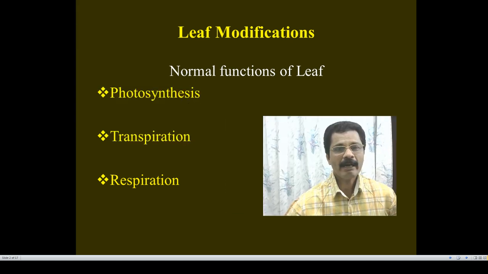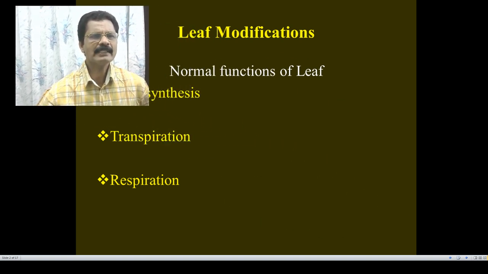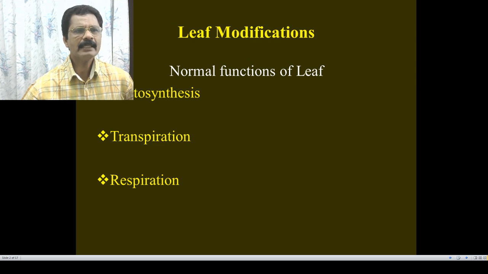The normal functions of leaf are photosynthesis, transpiration and respiration. See, these are the normal functions of leaf, vital functions like photosynthesis, transpiration and respiration. In addition to the normal functions, certain leaves are modified to perform other functions, and such modifications are called leaf modifications.